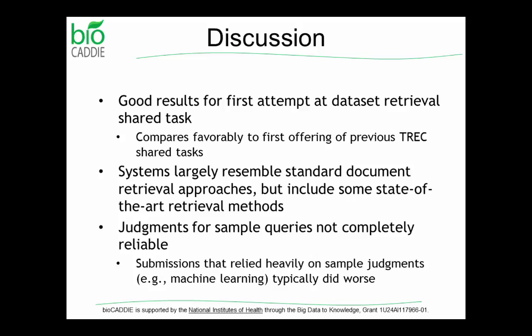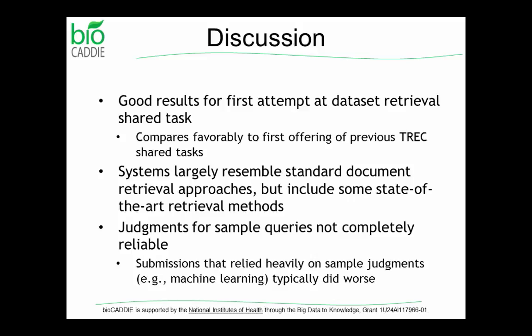On the flip side, a lot of the systems largely resemble standard document retrieval methods. They do include some more state-of-the-art retrieval methods, but things that were essentially ported from more traditional types of information retrieval. This is not that much of a surprise. If you don't give people an awful lot of time, they're not going to be able to come up with extremely novel things. But the fact that they were able to take some fairly state-of-the-art information retrieval methods and port them over to data set retrieval was fairly promising, I think.